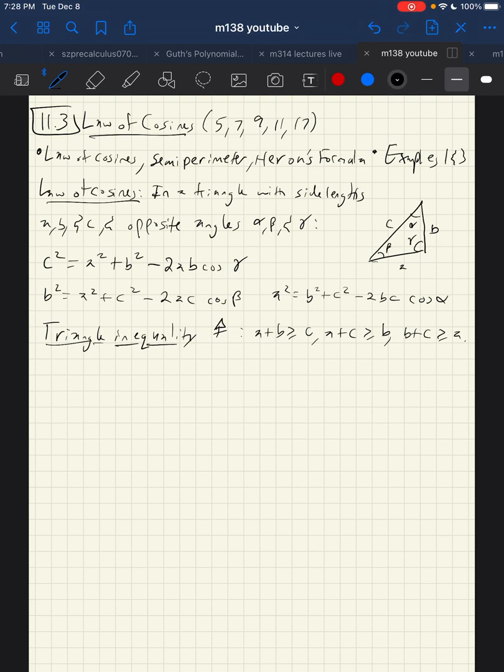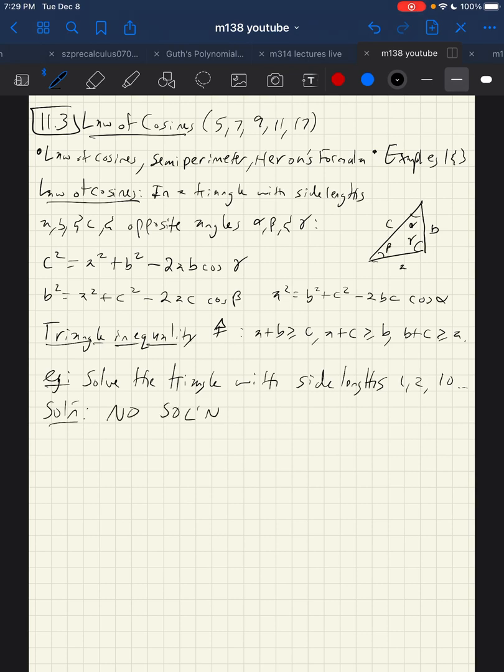Now, this inequality is powerful and it says a lot more, but basically why I'm giving it to you right now is if I say, solve the triangle with side lengths 1, 2, and 10, you can't. Okay, there's no solution, and this is because it violates the triangle inequality.